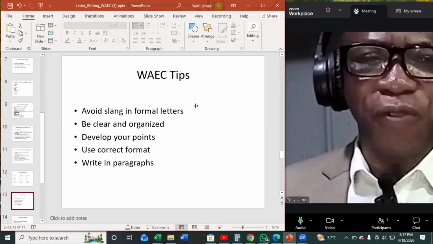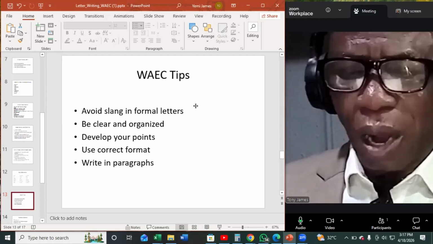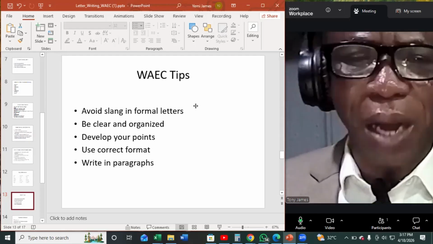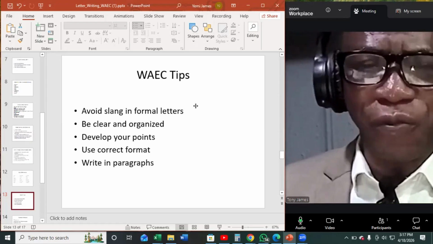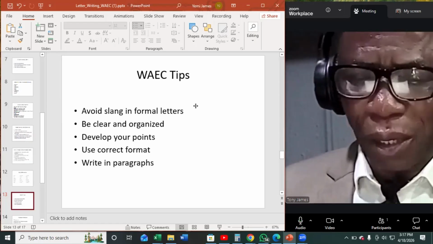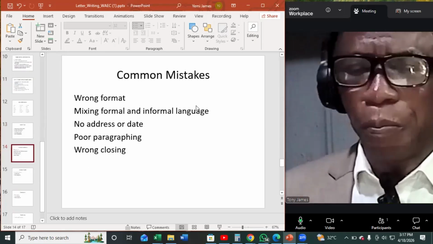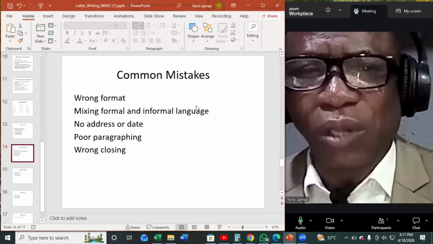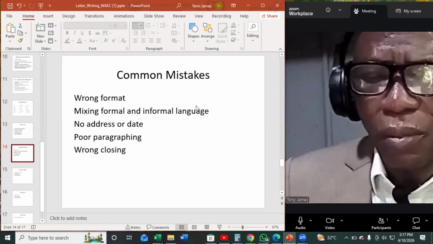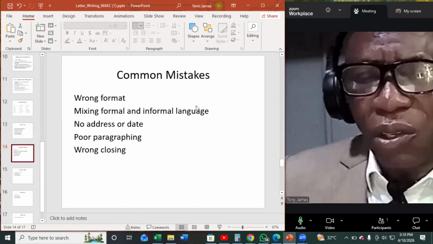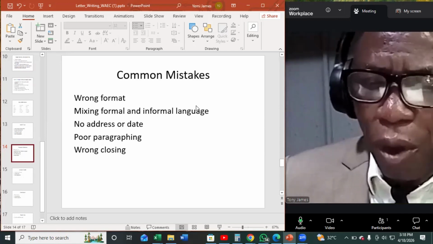Use correct format. If you are writing a formal letter, use a formal format. If you are writing an informal letter, use informal format. Then, as I said, write in paragraph. Your letter must be in paragraph. Let's look at common mistakes that students make in the WAEC exam. Students make mistakes of wrong format. If you use the wrong format, there will be problem.